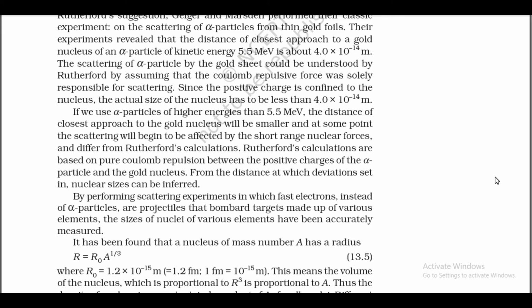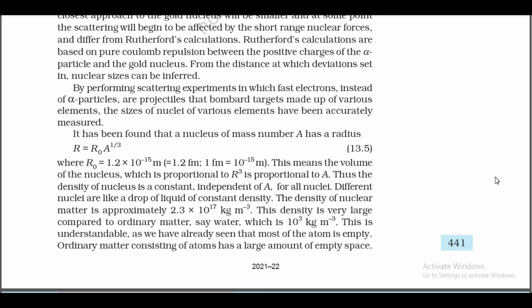It has been found that a nucleus of mass number A has a radius R = R0 A^(1/3), where R0 = 1.2 × 10^-15 m = 1.2 fm. 1 fm = 10^-15 m. This means the volume of the nucleus, which is proportional to R^3, is proportional to A. Thus, the density of the nucleus is constant, independent of A. For all nuclei, different nuclei are like a drop of liquid of constant density.